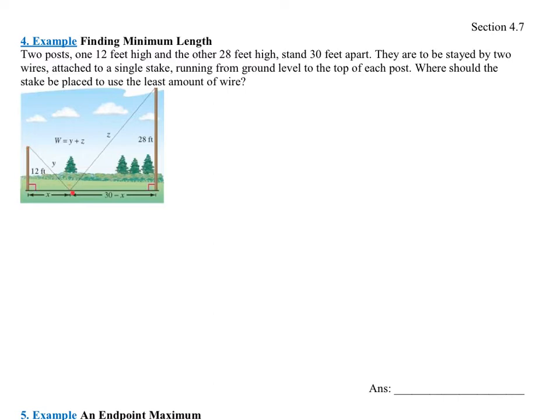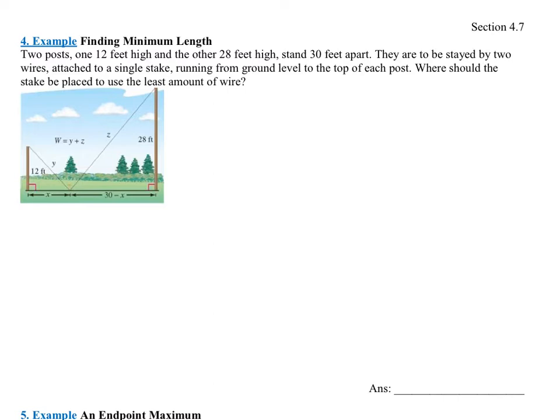So where do you place the stake left and right so that you use the least amount of wire? Again, one of them connecting to a 12-foot pole and one of them connecting to a 28-foot pole. So if we know that they are 30 feet apart, if you start at 0 feet, call the first one x feet, then the remainder would be whatever 30 minus x. So that's how they're getting this x and this 30 minus x over here.